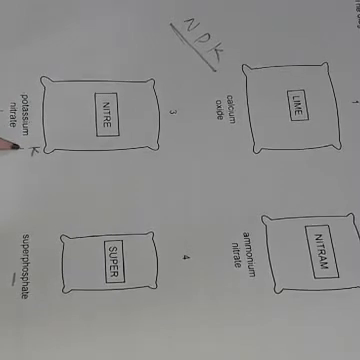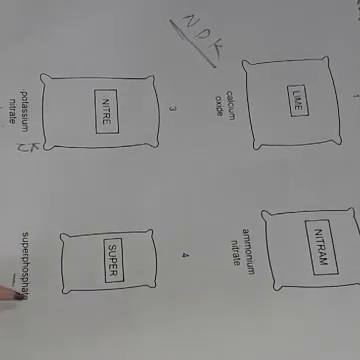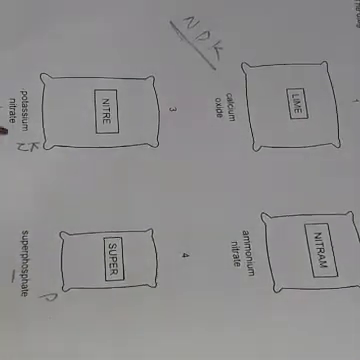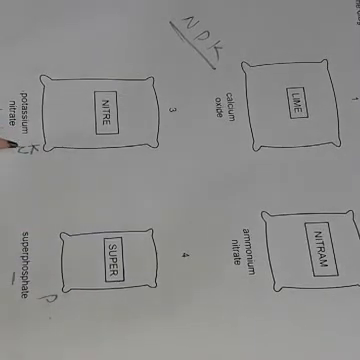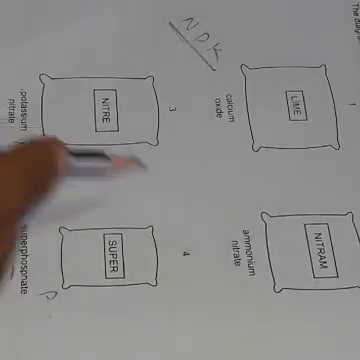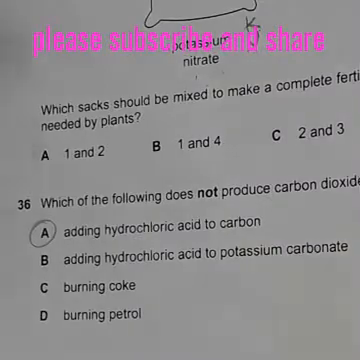We have to mix sacks 3 and 4, because here it contains potassium nitrate, which has K and N. And superphosphate, a phosphate, which contains P. So when you mix 3 and 4, you get NPK. Nitrogen is there, phosphorus is there, potassium is there. So we have to mix 3 and 4. Clear? Next question, question number 36.